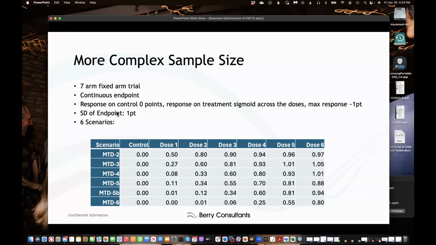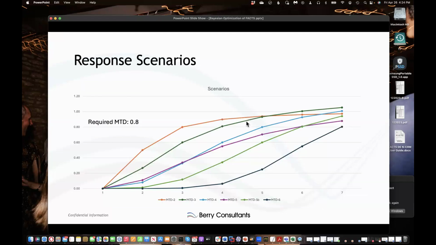giving me our target MTD, which is, by the way, an improvement of 0.8 over the control. I set them up to give me MTDs at a range of doses across the scenarios, with 2 scenarios for dose 5, the second one a lot steeper than the first one. So that's what the various scenarios look like, and the required MTD is along this line here.